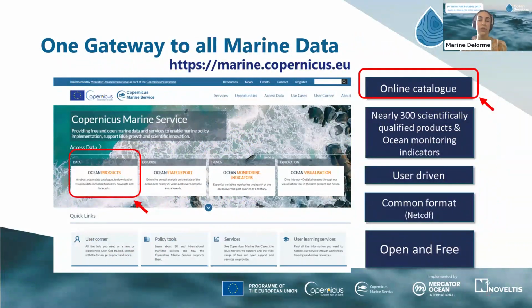So how do you access all this information? Everything is available through a single portal, marine.copernicus.eu. After free registration, you can browse and download from the data store our harmonized data sets, mostly in NetCDF format, making them easy to use across scientific and operational tools. From the home page, click Ocean Products to open the catalog.